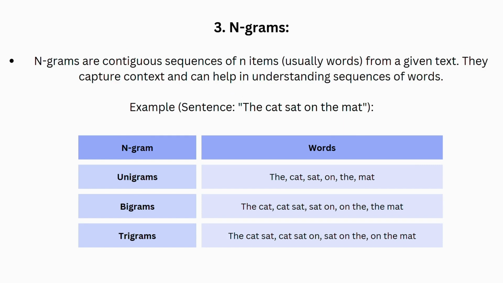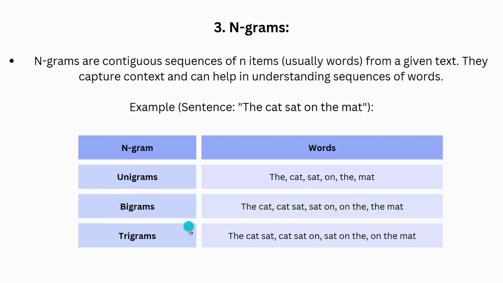They capture context and can help in understanding the sequence of words. For example, the cat sat on the mat. In unigram, we can divide it as the, cat, sat, on, the, mat. In bigram, we can divide it as the cat, cat sat, sat on, on the, the mat. By using this, we can get the perfect answer.